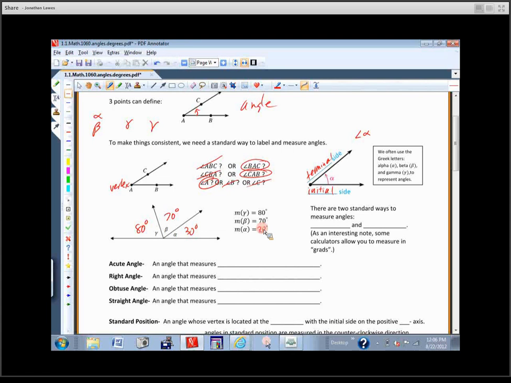Now, you're probably familiar with this already, but there are two standard ways to measure angles. One of them we use all the time. Everybody's familiar with these, and that would be degrees.